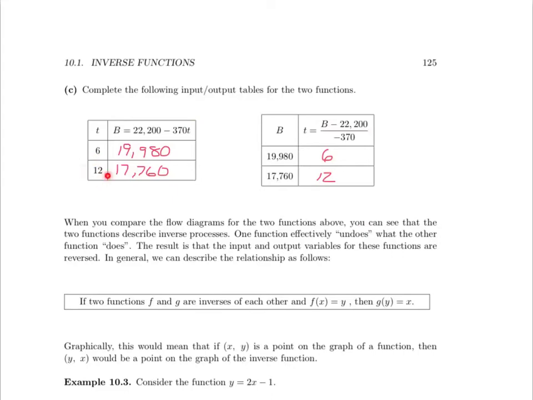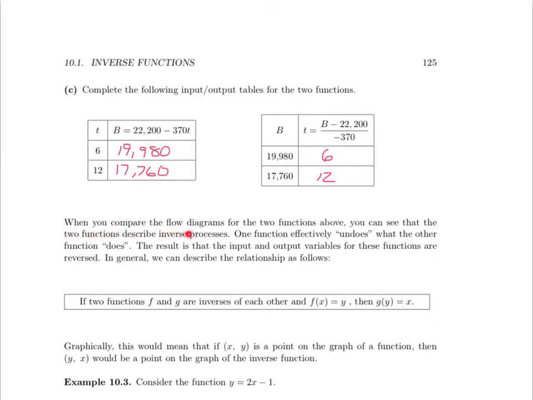Similarly, if I start with t equals 12 and I substitute it into my original function, I arrive at an output of 17,760. If I take that output of 17,760 and I substitute it into my inverse function, the inverse function takes that value and returns the original t value of 12.